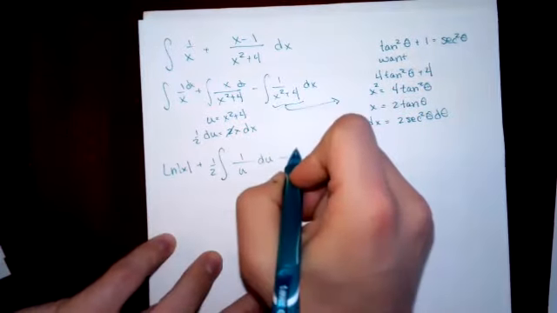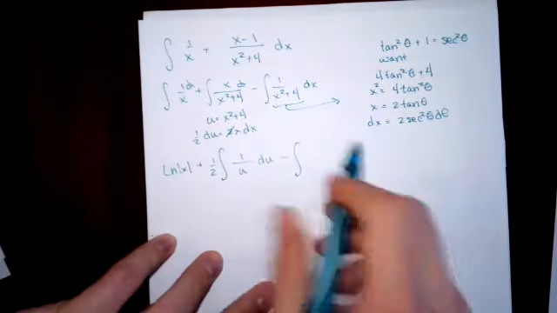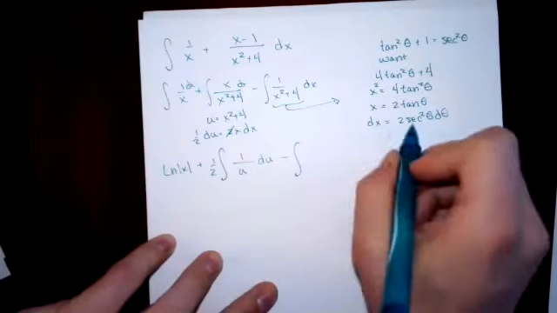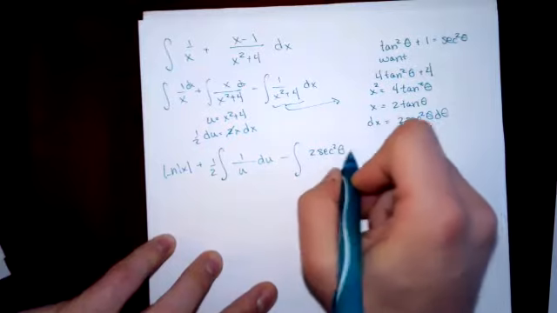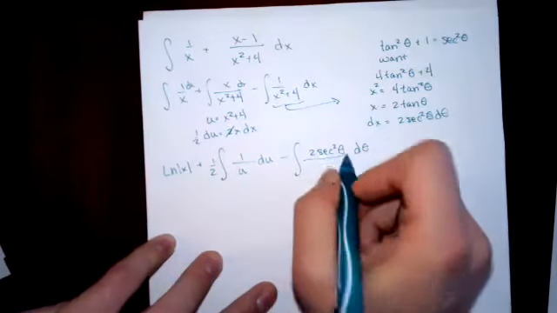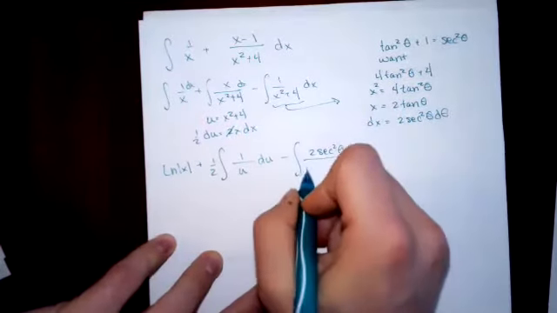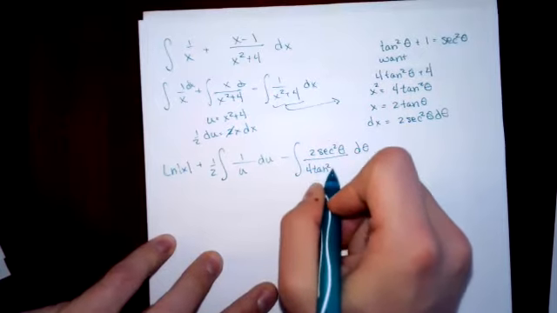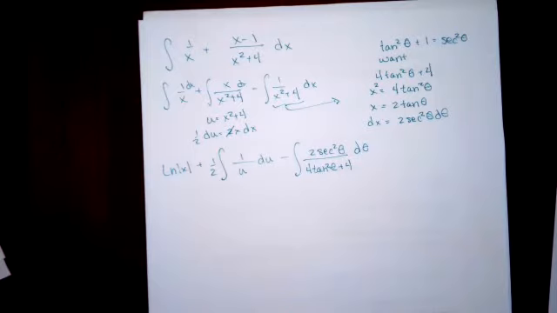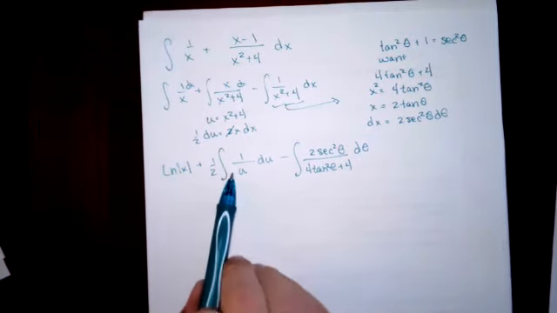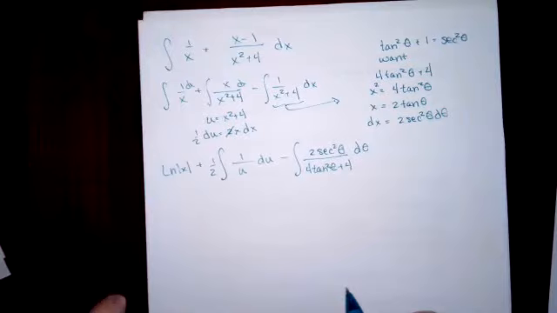So this integral on the right now becomes, let's see, our dx is going to be 2 secant squared theta d theta, and the denominator now, x squared, was 4 tangent squared plus 4. So all the techniques are kind of coming back here on us for this problem. Okay, so we finished one integral. That one's now easy. This one we've got to do a little bit more work for.